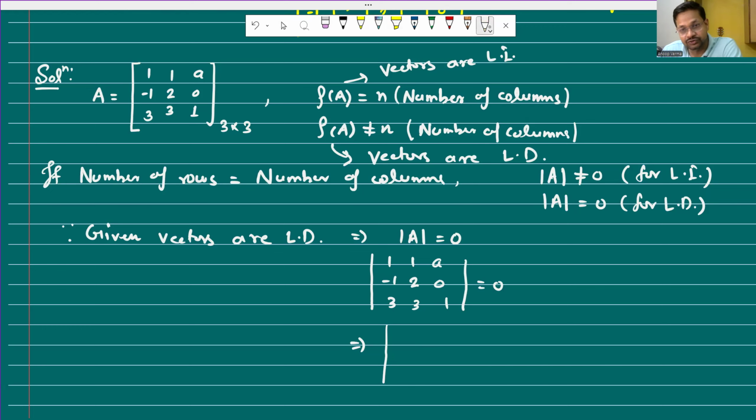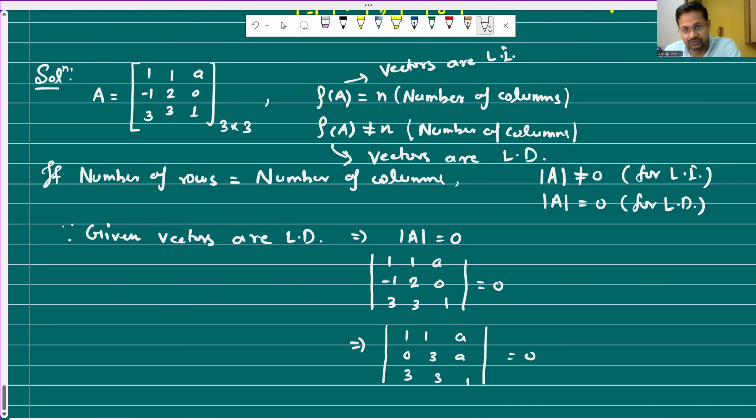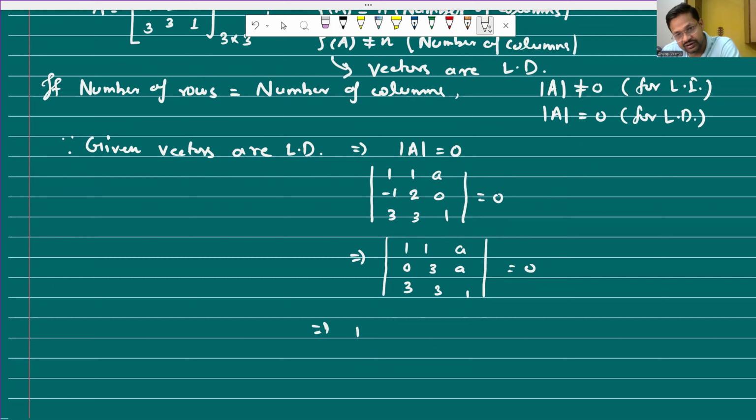Okay, so this is 1, 1, a, and here will be 0, here will be 3, and this will be a. कोई बेनिफिट तो नहीं मिलने वाला. 3, 3, 1 is just equal to 0. Just expand it, find the value. So determinant का हो जाएगा 1, this is 3, a, 1, and the negative of 1, and this we know how to find the determinant of a matrix by expanding with respect to the first row. Okay, plus a, and this is 0, 3, 3, 3, just equal to 0.